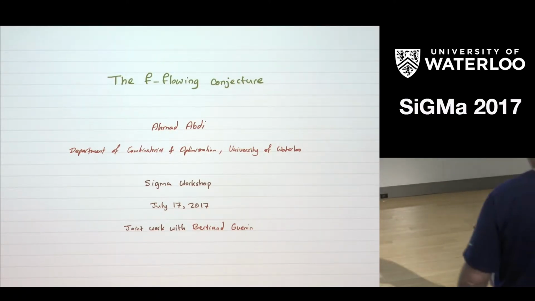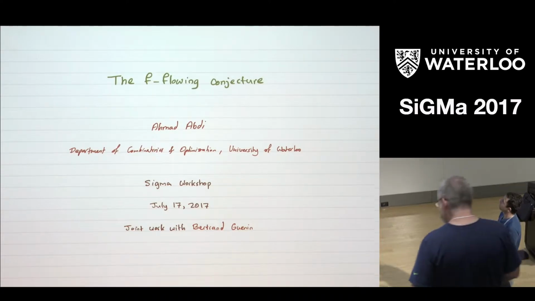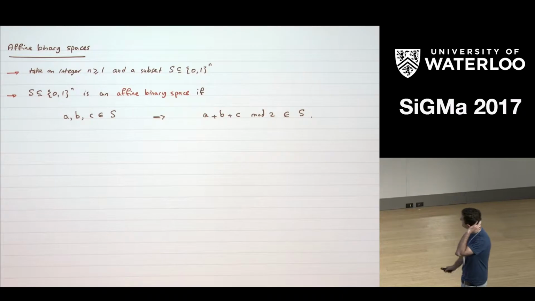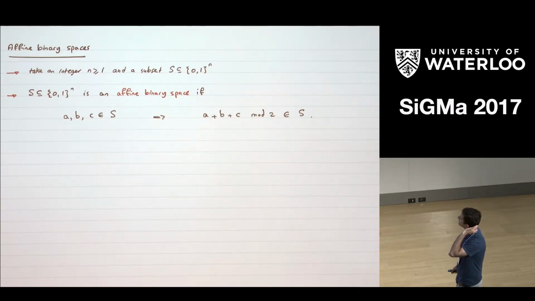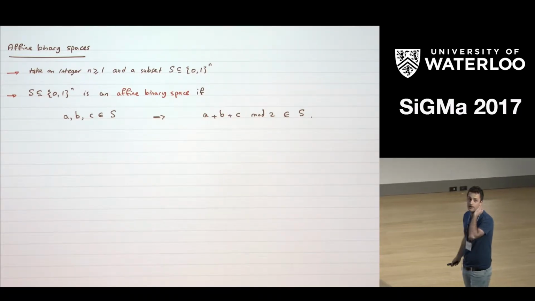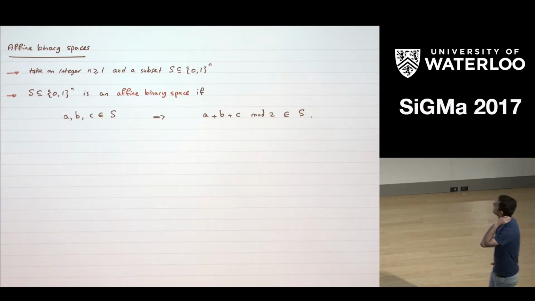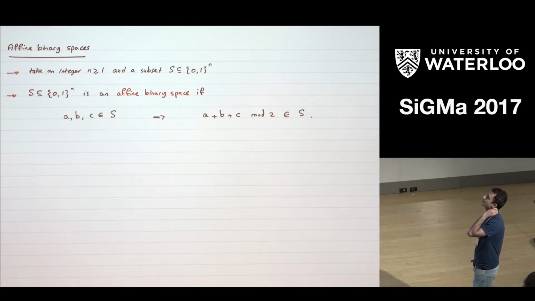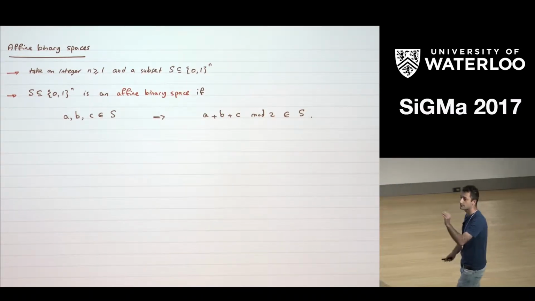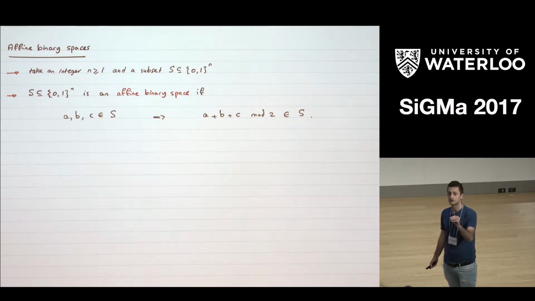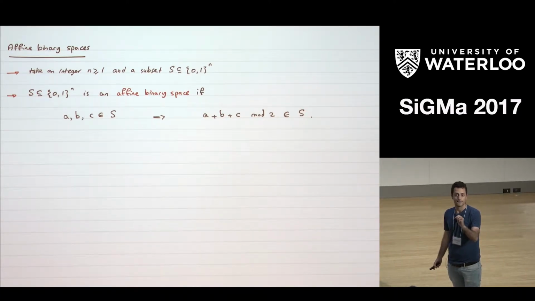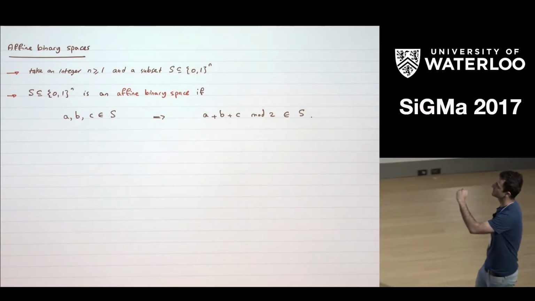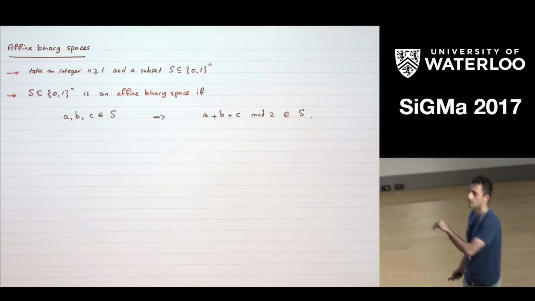So I'm going to state it in a language that you're most comfortable with, affine binary spaces. You give me an integer n greater than or equal to 1 and a subset S of the {0,1} hypercube, n-dimensional. I'm going to say that the set S is an affine binary space if whenever you give me 3 points in S, their sum modulo 2 is also in S. That's going to imply that whenever you give me an odd number of points in S, their sum modulo 2 is also in there.